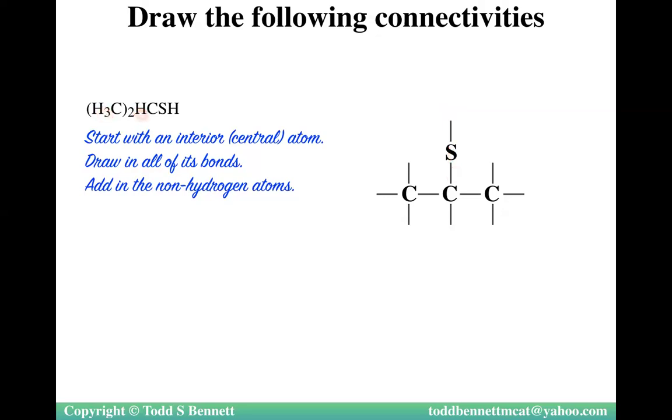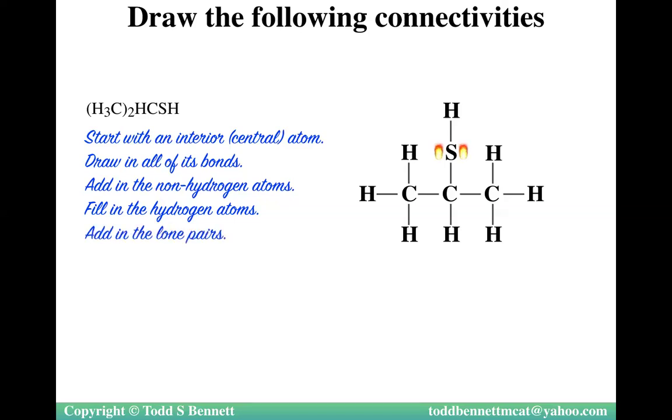hydrogen. I have 1, 2, 3, 4, 5, 6, 7, 8. So 1, 2, 3, 4, 5, and then the other 3, 6, 7, 8. So there they are. And then lone pairs. So just like oxygen, sulfur is going to have a pair of lone pairs coming in.